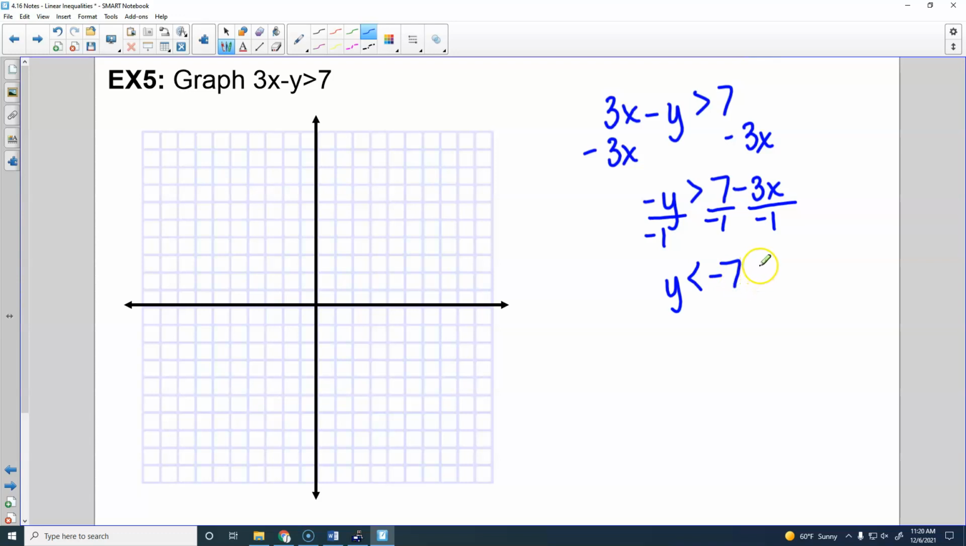Are you sure about that? Negative? Plus 3x.